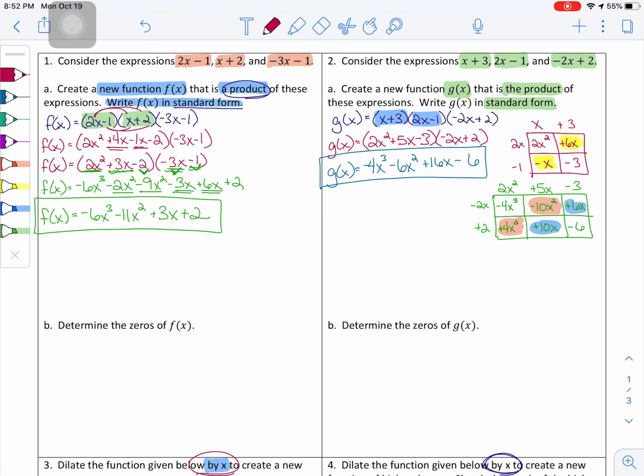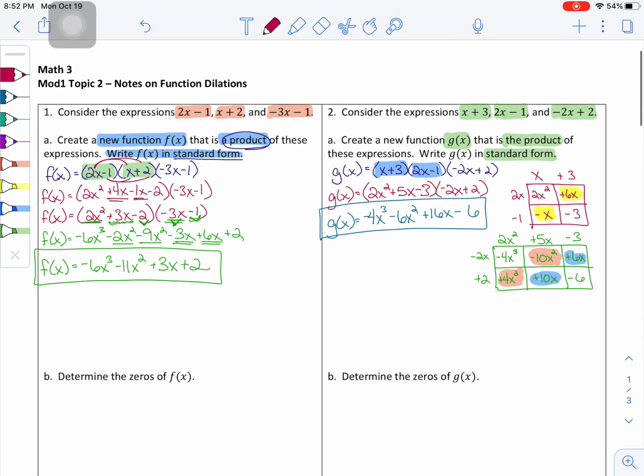In this video, I'm going to go through the rest of the note sheet from yesterday. Yesterday's note sheet was all about dilating functions. So we multiplied functions together, we simplified functions, we wrote them in standard form, and today we're going to focus on finding the zeros of those functions.